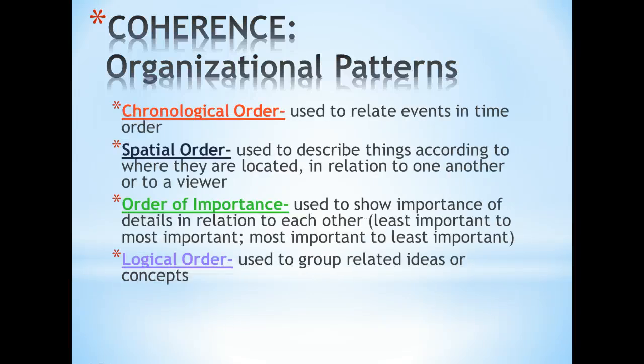So here are all four of them together: chronological, spatial, order of importance, and logical order. It's of course very possible in a longer composition to use more than one type depending on your needs. But for a single standalone paragraph assignment, and in particular for the museum assignment, which is our example, order of importance or logical order make the most sense for us to use for our paragraph.